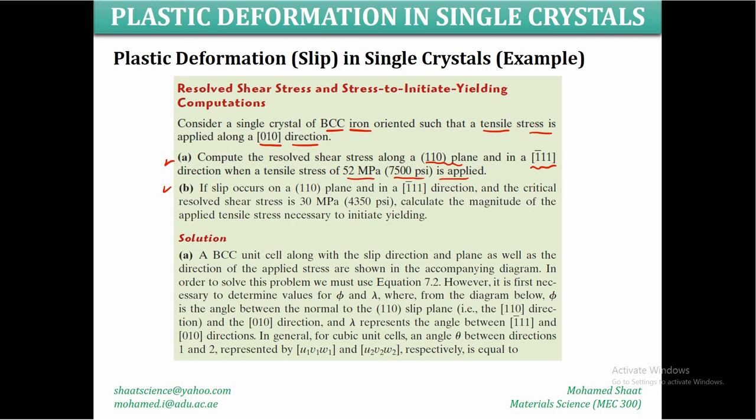Any slip system is defined by a slip plane and slip direction. So this is the slip plane and this is the slip direction. And the direction of the applied stress is the 0, 1, 0 direction. So let us finish point A, then we're going to move next to point B.